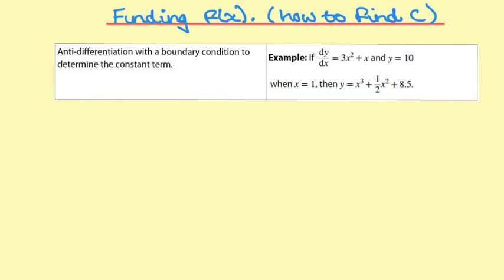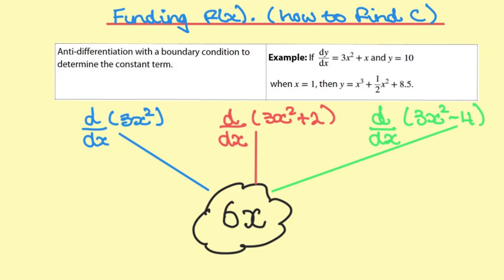In this video we will learn how to find f of x from its derivative. But first let's look back a little. What do we get if we differentiate these three functions? 3x squared, 3x squared plus 2 and 3x squared minus 4. In each case the answer is 6x.